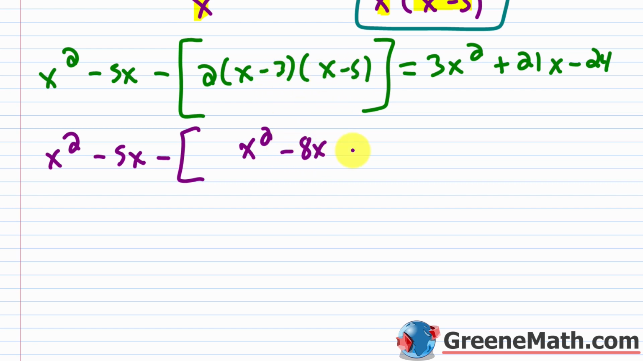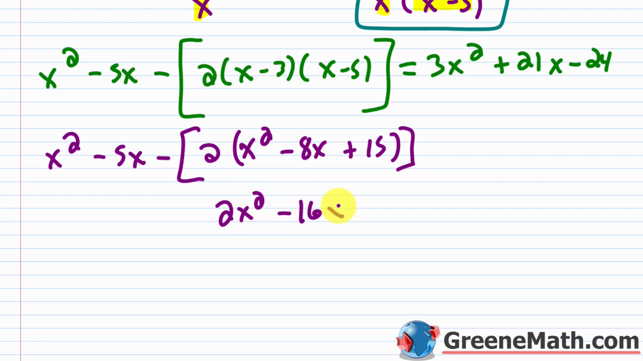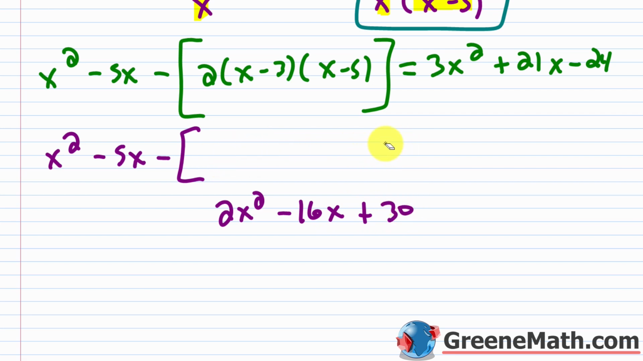And then negative 3 times negative 5 is plus 15. Now, this is going to get multiplied by 2. Okay, so 2 times x squared is 2x squared. And then basically 2 times negative 8x is negative 16x. And then 2 times 15 is 30. So let me replace this with this.